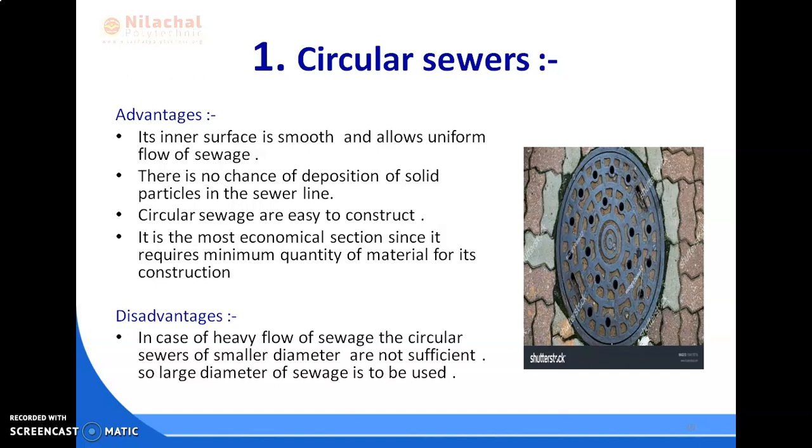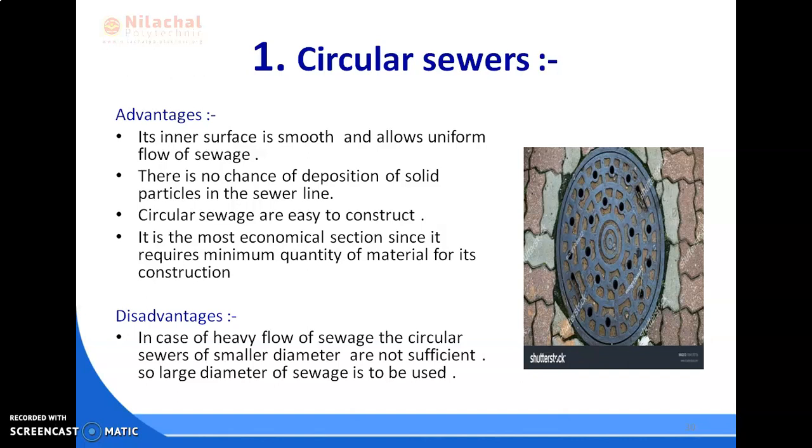It is the most economical section since it requires minimum quantity of material for its construction. So these are the major advantages of circular sewers. Also there are some disadvantages. In case of heavy flow of sewage, circular sewers of smaller diameter are not sufficient. So a large diameter is to be used.